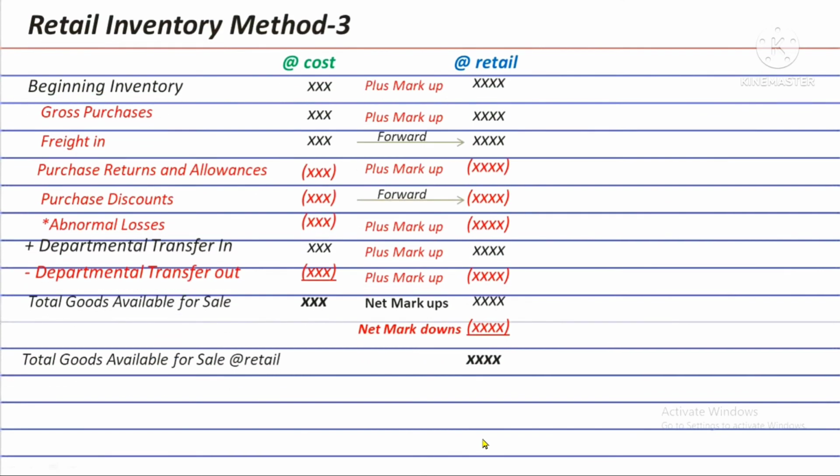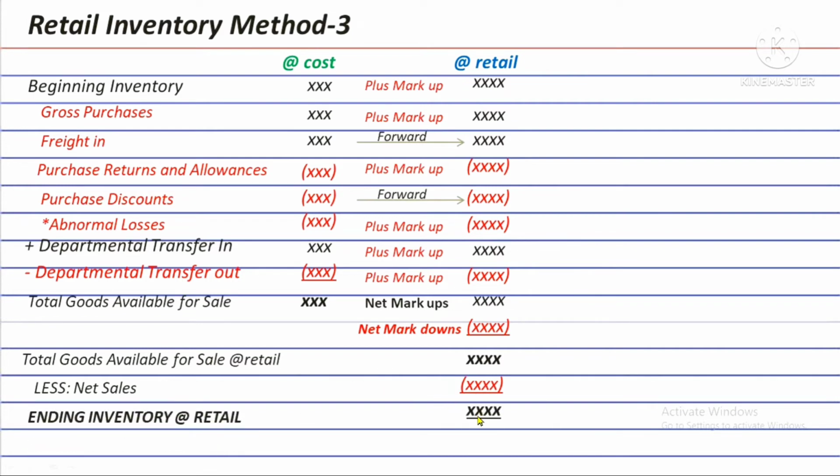So, here it is. But let's focus on the second column. Just ignore the first column. So we have here again the TIGAS at retail. Actually guys, you only need to deduct one thing, which is the net sales, and then you will already get the ending inventory at retail.